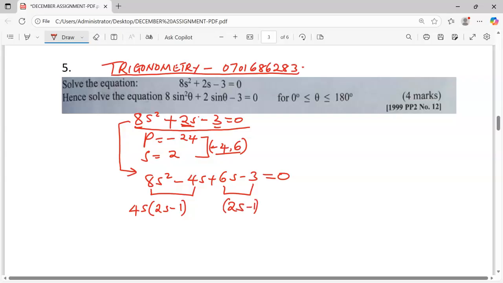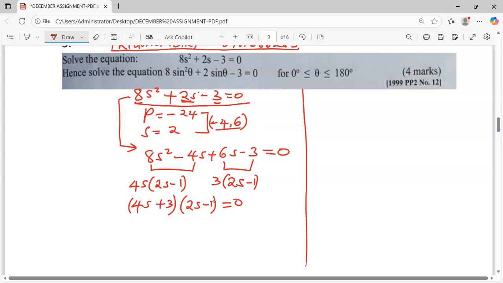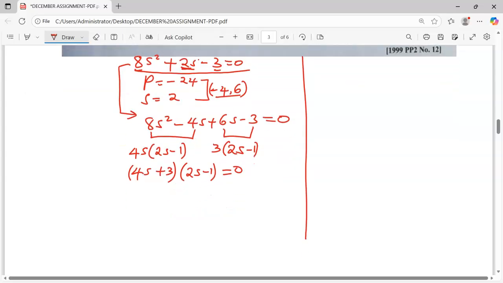Then for us to get 6s minus 3, we are going to have positive 3 at this point, such that now we are going to have 4s plus 3. These ones are outside the brackets. Then we pick one of the brackets because they are the same, that is 2s minus 1, and this one is going to be equal to 0. Once we have done that, remember 4s plus 3 will be equal to 0.